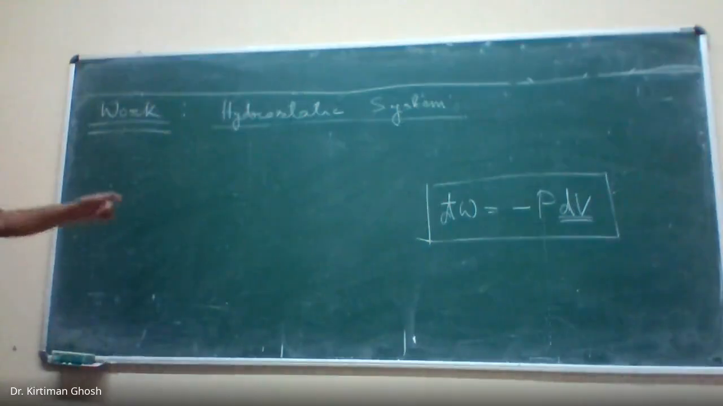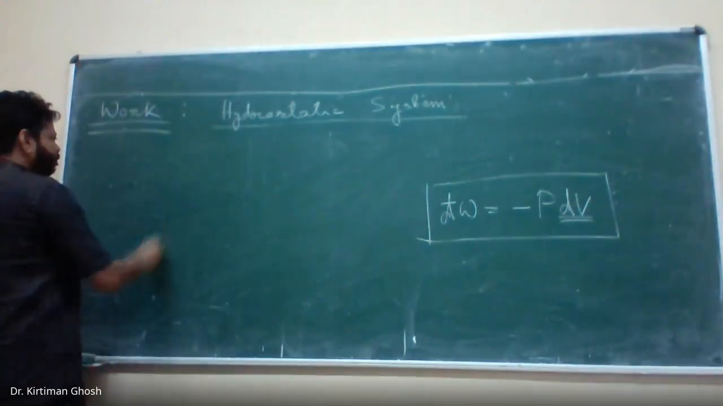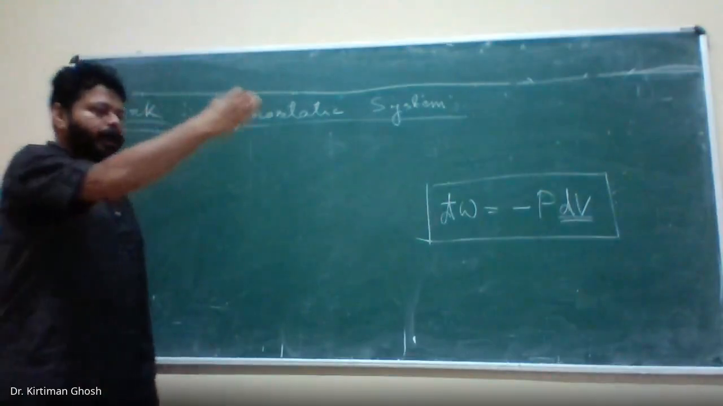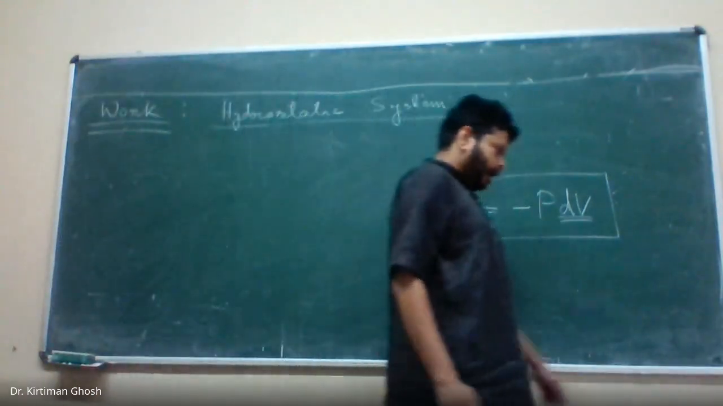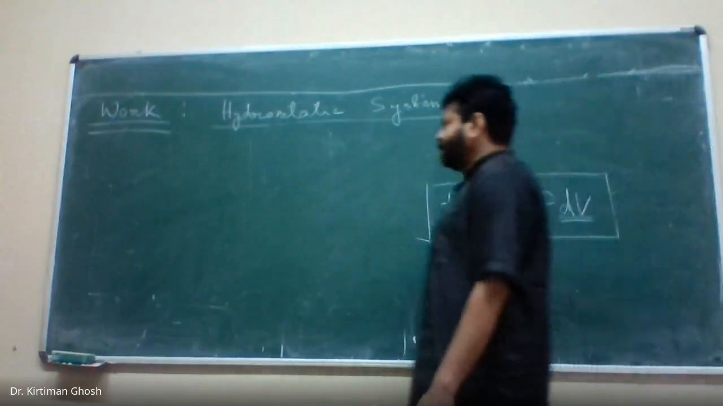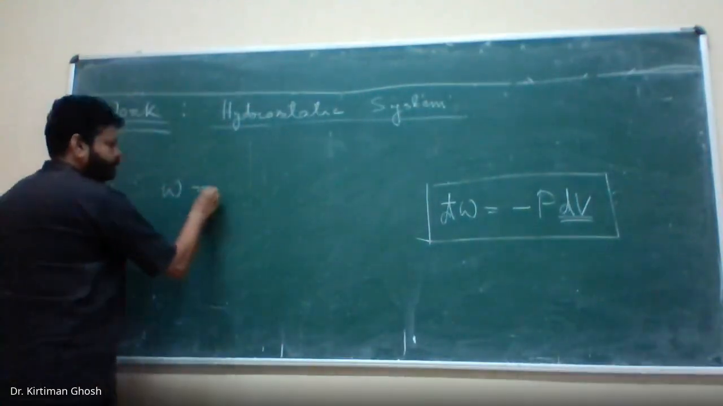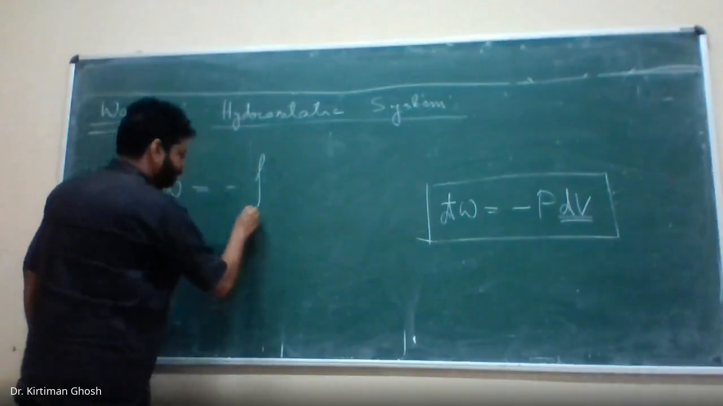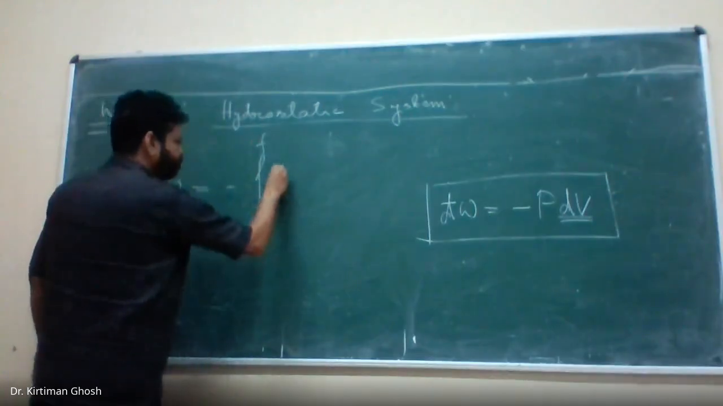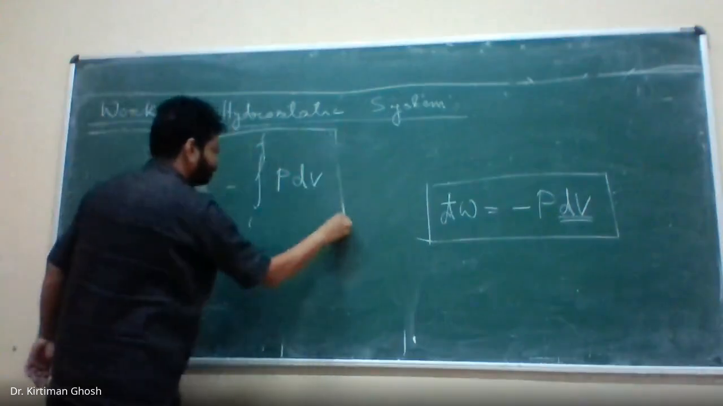From this differential formula you can calculate, if a system goes from an initial state I to a final state F, the finite amount of work done on the system. That will be nothing but a simple integration from initial state I to final state F of P dV. You need to do this integration.